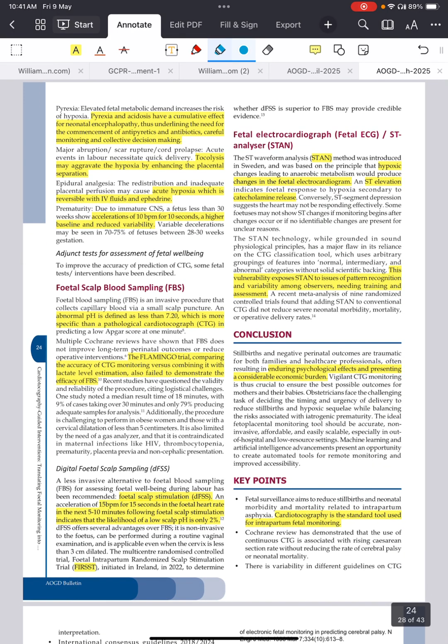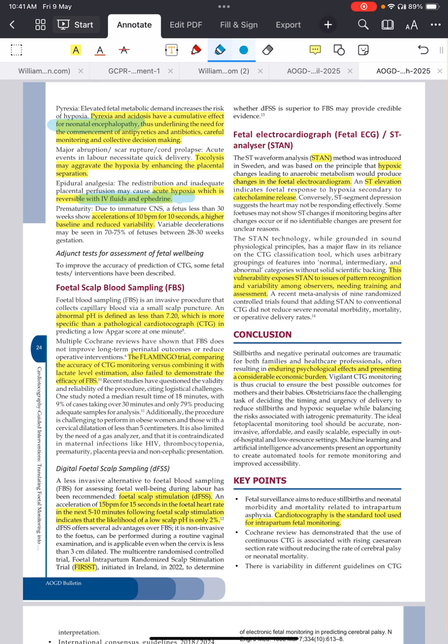So pyrexia and acidosis have a cumulative effect on neonatal encephalopathy. So antibiotics should be given. And in major abruption, tocolytics may aggravate hypoxia by enhancing the placental separation. Epidural analgesia can cause acute hypoxia, which is reversible with IV fluids, and ephedrine can be given for acute hypoxia.